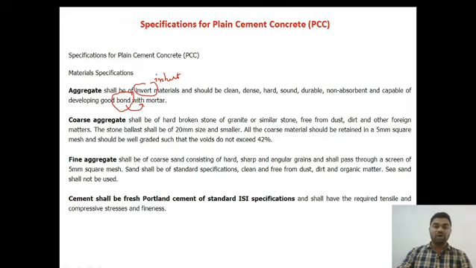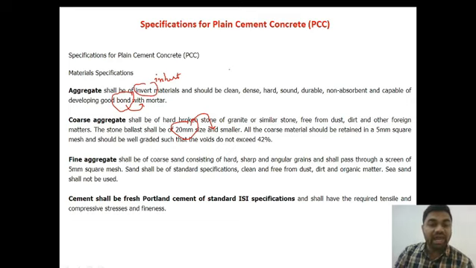Coarse aggregate shall be of hard broken stone of granite or similar stone, free from dust, dirt and other foreign materials. The stone ballast shall be of 20 mm size and smaller. In the PCC what do we need to use? 20 mm size or smaller. All the coarse material should be retained in 5 mm square mesh and should be well graded such that voids should not exceed 42%. We have to use well graded coarse aggregate over here.